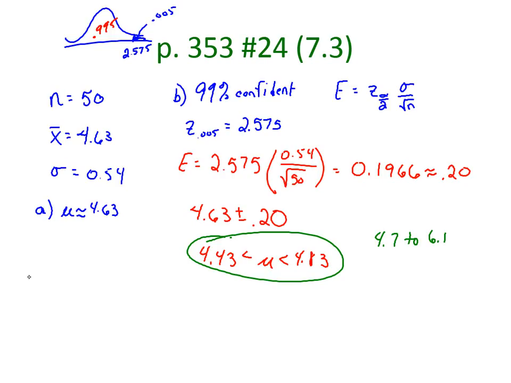I'm saying that I am, in this case, 99% confident that the true mean of the entire population, when we're talking about males and females together, is somewhere in between these two values. It might be 4.7, it might be 4.8, it might be 4.63. It's somewhere in there. I don't know where. So when I say the range for males is between 4.7 and 6.1, are these numbers in there?